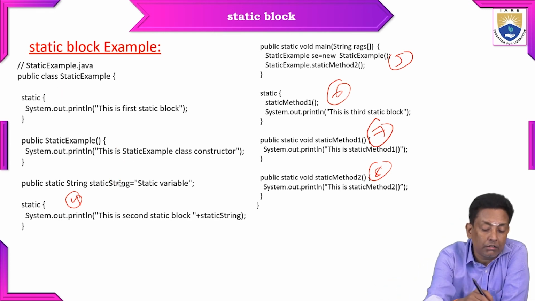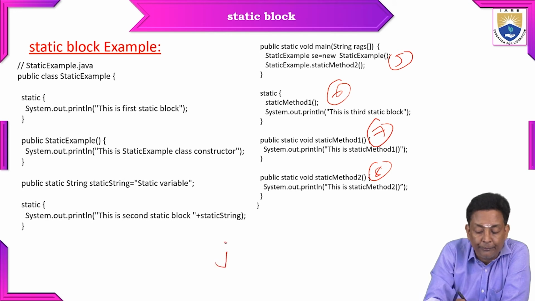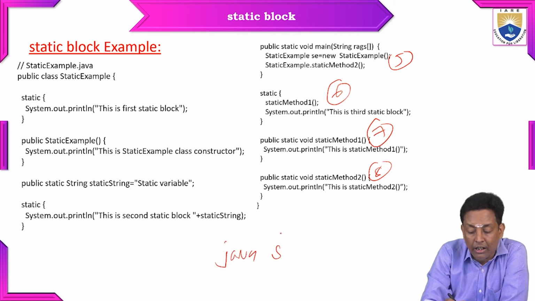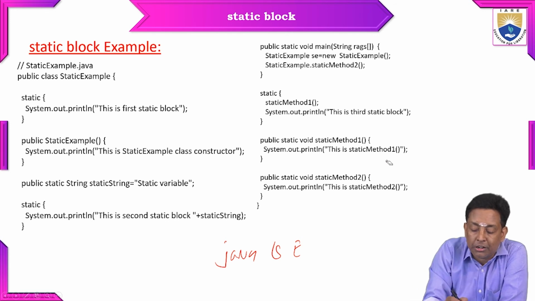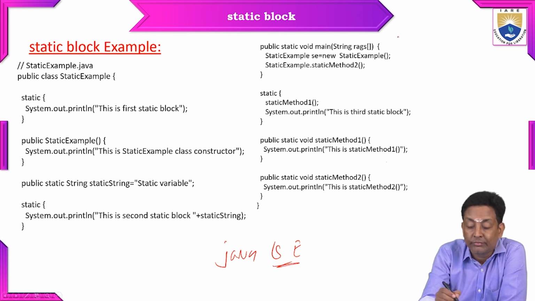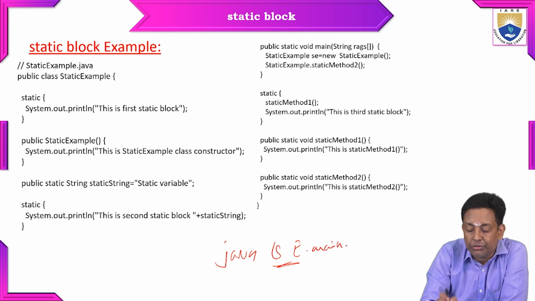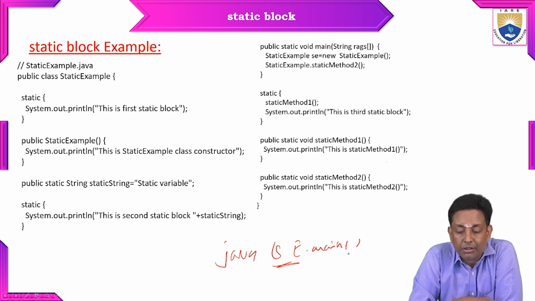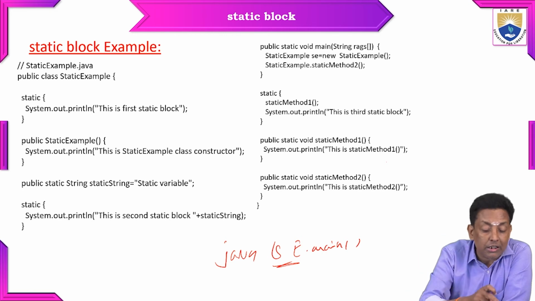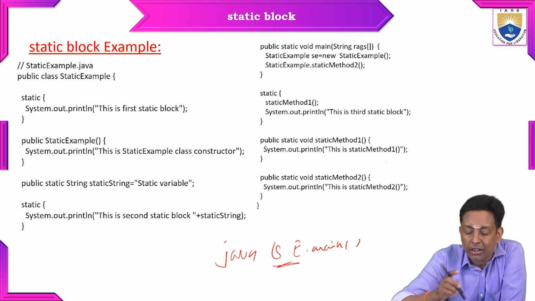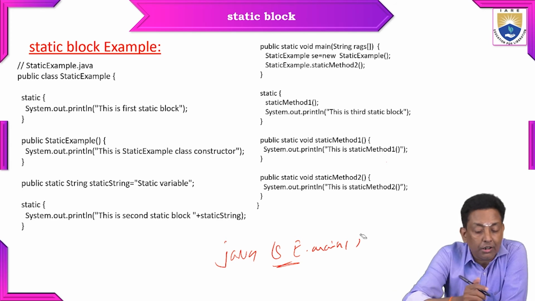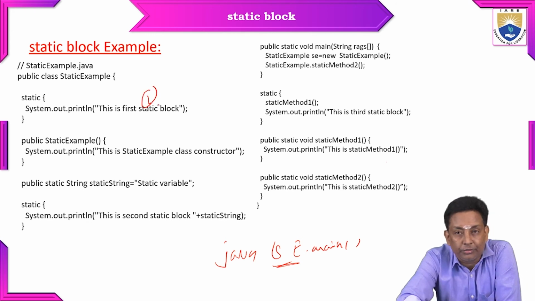Whenever you compile and run the class, how do you run? Simply java StaticExample, because the class consists of the main method. That is the confidence we have, that class execution starts from the main method. But because the class has 1, 2, and 3 static blocks, all three static blocks are executed before the main method execution. The first statement that executes is the first static block.